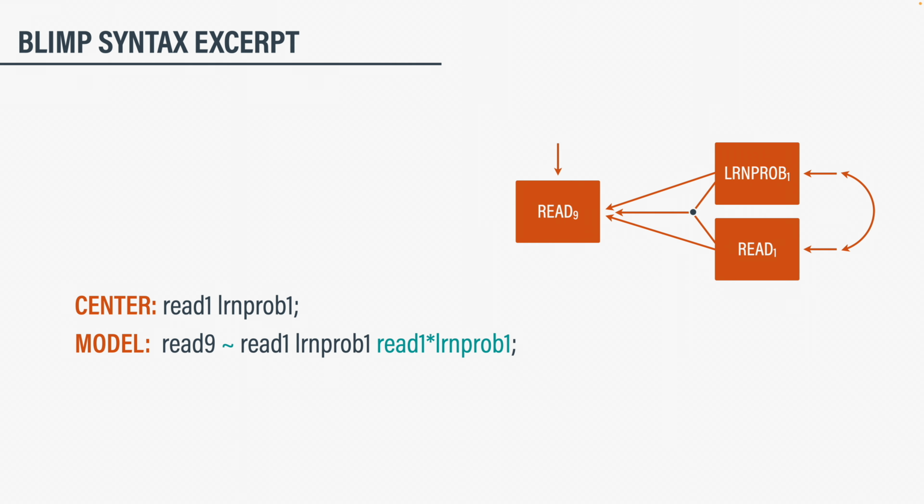Let's take a look at some of the key commands from the Blimp script. First, I center the two interacting variables to enhance the interpretation of the lower order terms. The product term is specified by joining the two predictors with an asterisk on the model line. So it's important here that the product isn't a new variable, but rather a function of the two lower order terms, either of which could have missing data.